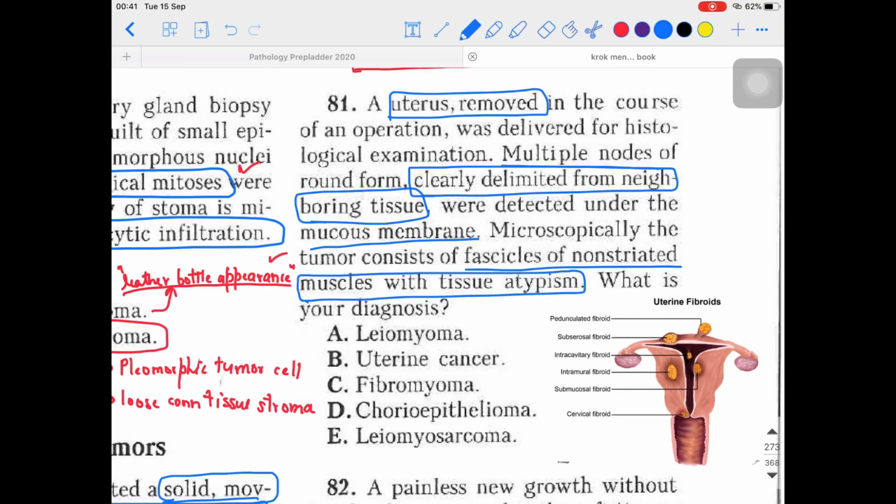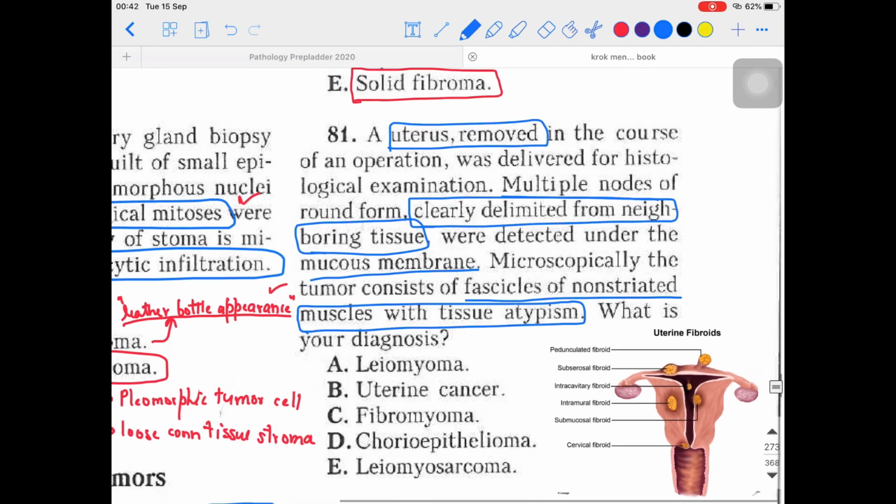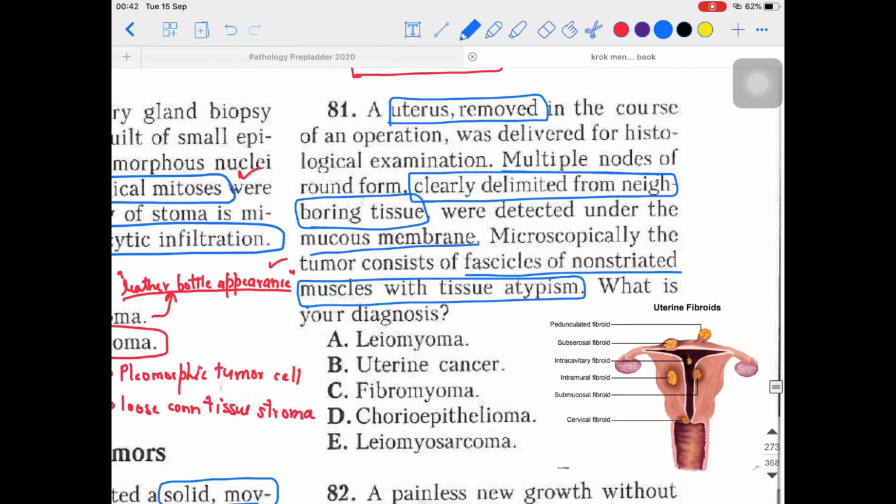Now remember, if they are talking about some kind of mitosis in the tissues or tissue atypism, right, they are talking about some kind of possible malignancy. So over here, please focus, they are saying uterus removed and multiple nodes were there, clearly delimited from the neighboring tissues, and microscopically what was the finding? Non-striated muscles with tissue atypism.